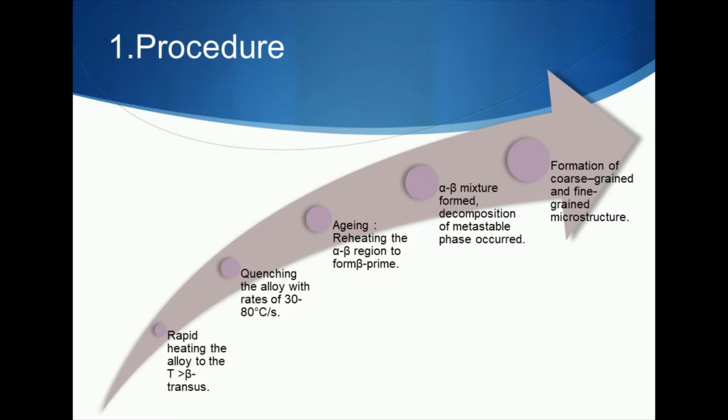So the last step is aging. The temperature is about 650 to 700 degrees. This process is reheating in the alpha-beta region to form beta prime. So small beta grains and a dispersed alpha-beta mixture are formed. The decomposition of the metastable phase produced improves ductility. So for the final product, we will get a coarse grain and fine grain microstructure.